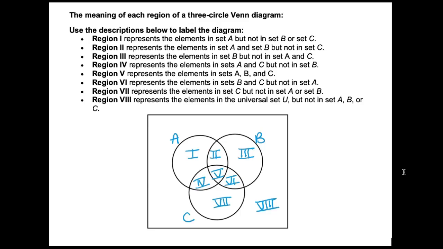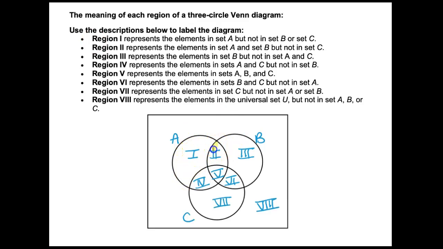So let's look at region 1. I'm going to highlight region 1, which is right here. Let's talk about what that means. That region represents the elements that are only in A and not B and C, because it's not touching circles B and C.